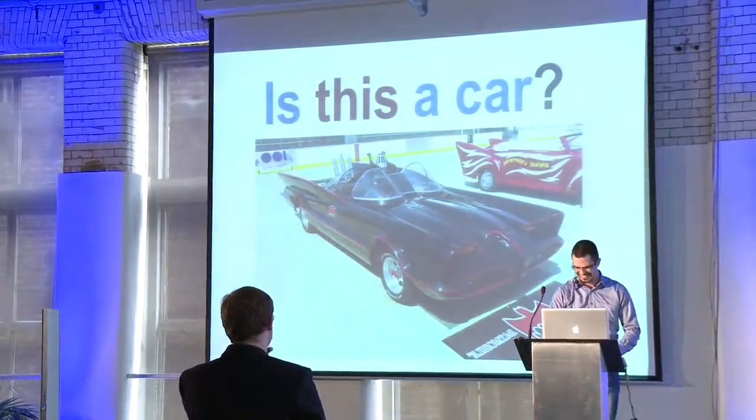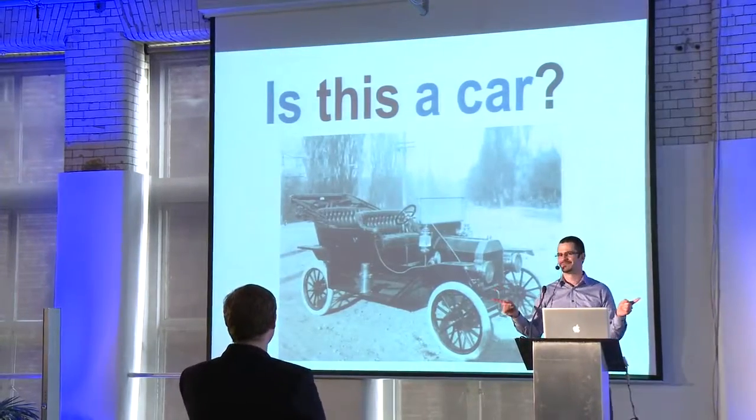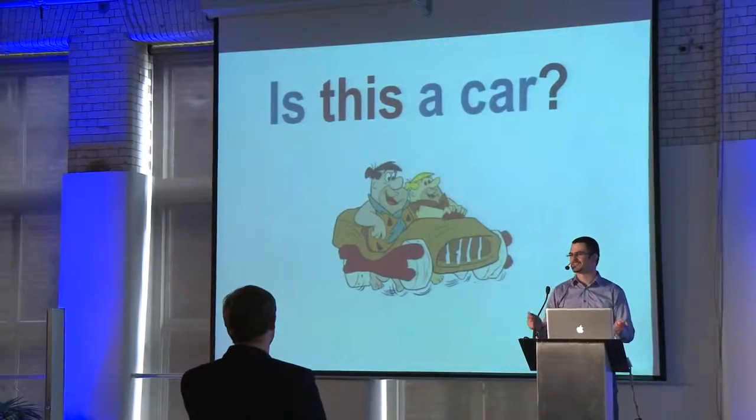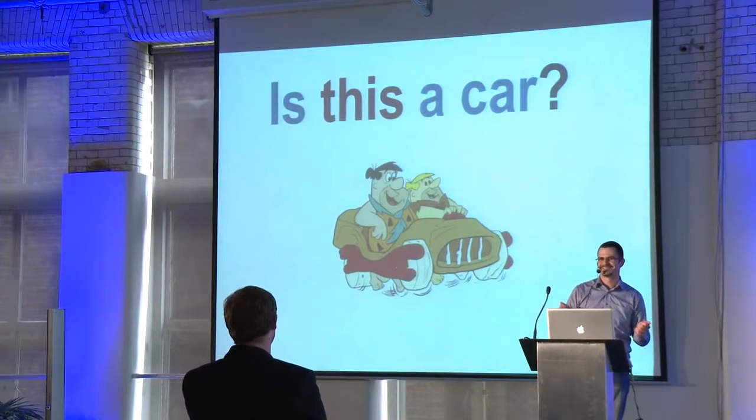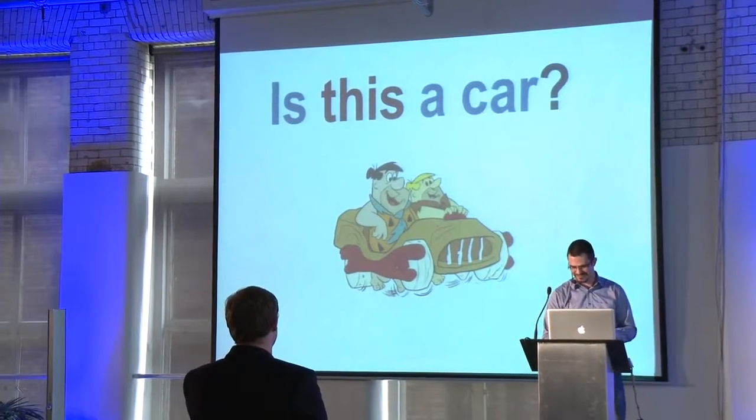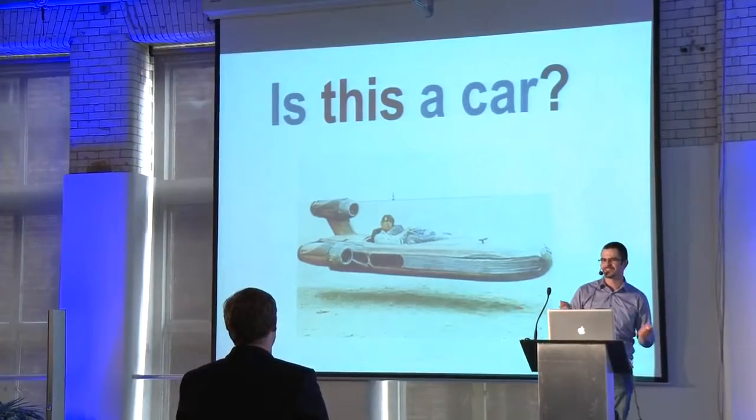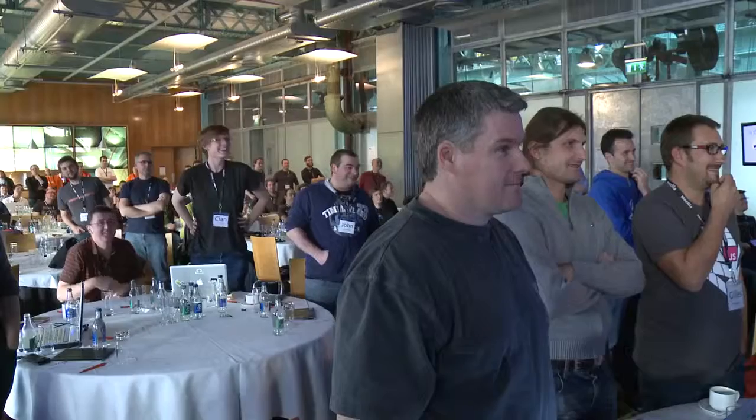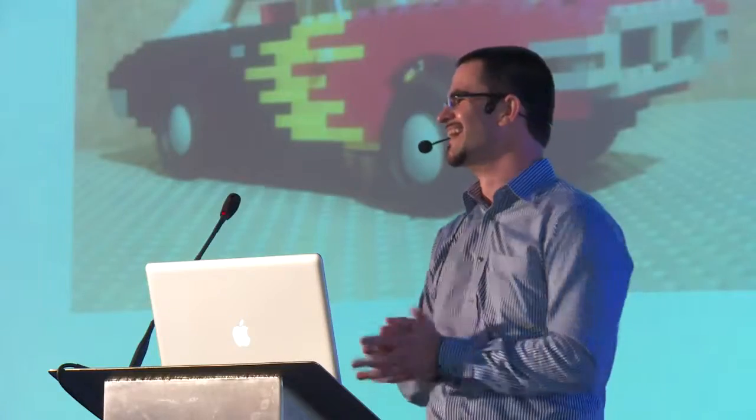Is this a car? Yay. Is this a car? Yeah. What about this? Is this a car? Okay, cool. What about this? Is this a car? Yeah, I know it's called a land speeder. It's also a hover car. Is this a car? Yeah. No, the rules are you stay sitting. Is this a car? Sit down, sit down. This is a painting.